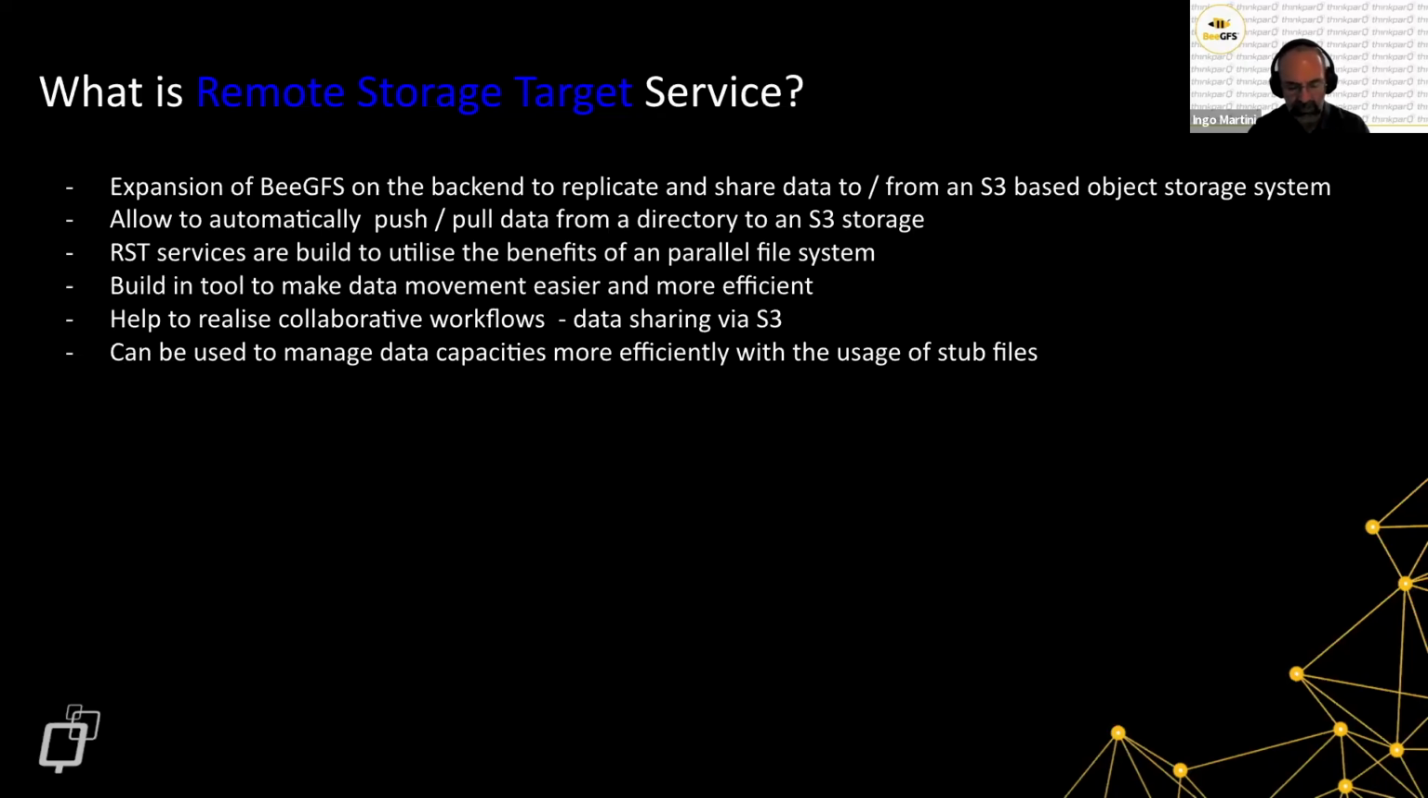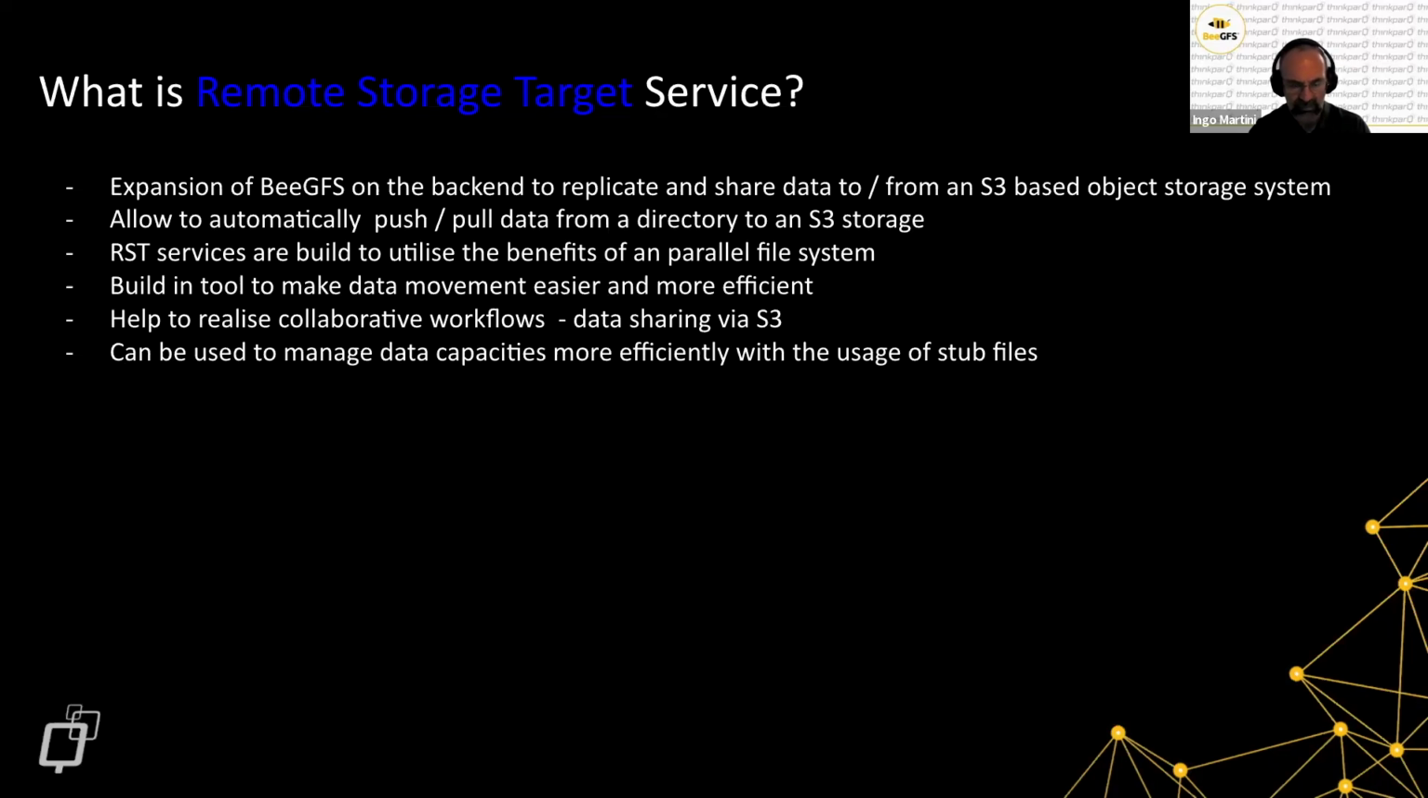opportunity to offload data with a single command, without third-party tools, without having different software packages involved. It is a file system feature, a functionality to load data from a directory to an S3 bucket. We can do this with multiple S3 buckets. We can assign a remote storage target, so an S3 bucket, to a certain directory or to a certain file, and push and pull this data in and out of the file system. We can also create stub files.